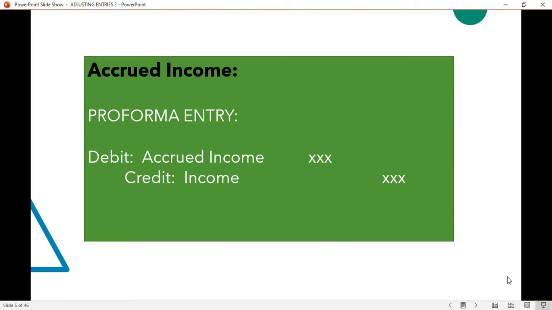Okay, so this is your pro forma entry. To recognize accrued income, you debit accrued income and credit income. Accrued income, or you can also use the account title receivable. So for example, you have an accrued interest income. You may also use interest receivable. Okay, so they mean the same thing. So accrued interest income, or rather interest receivable. So you debit accrued interest income or interest receivable and credit income.